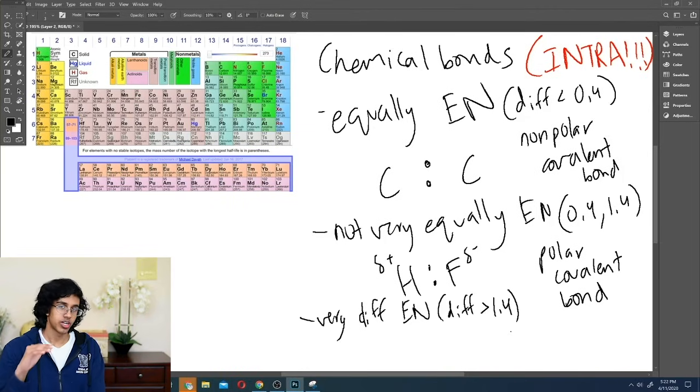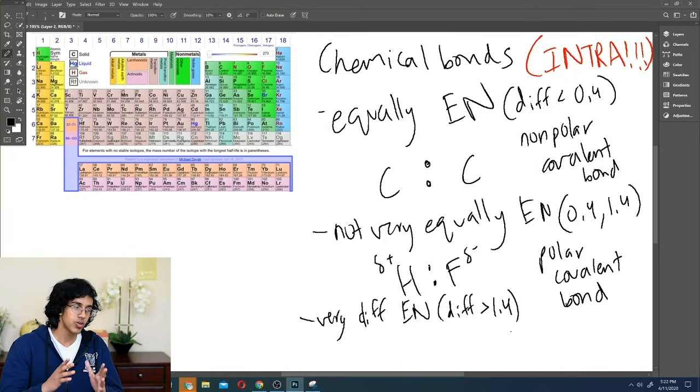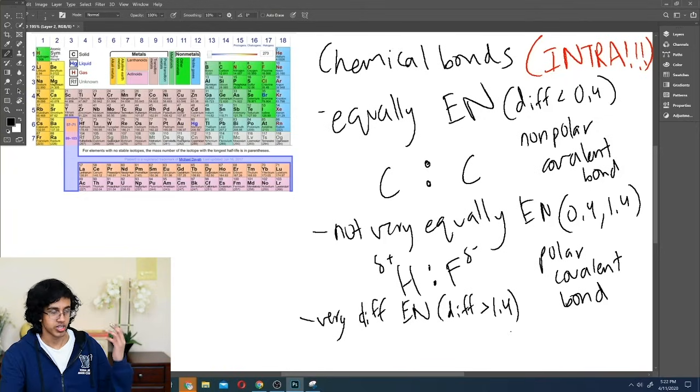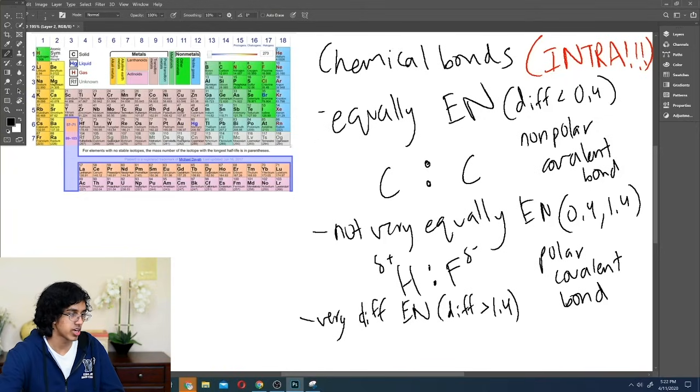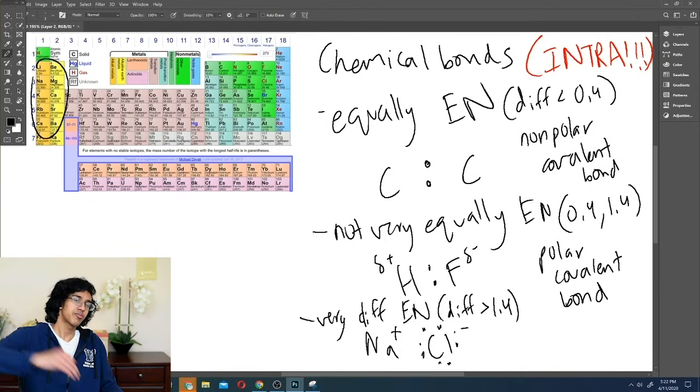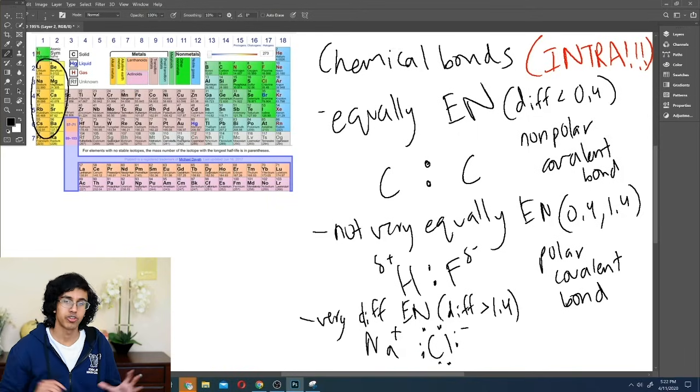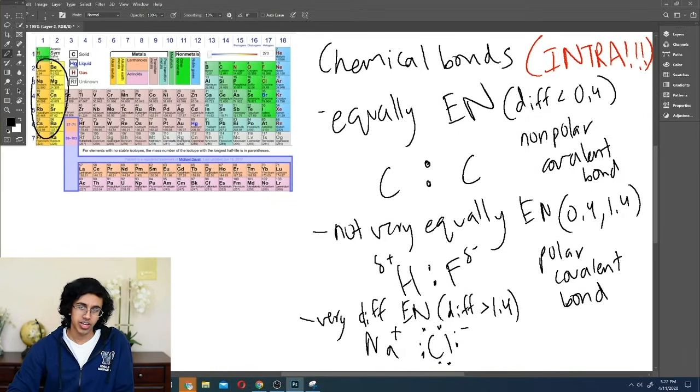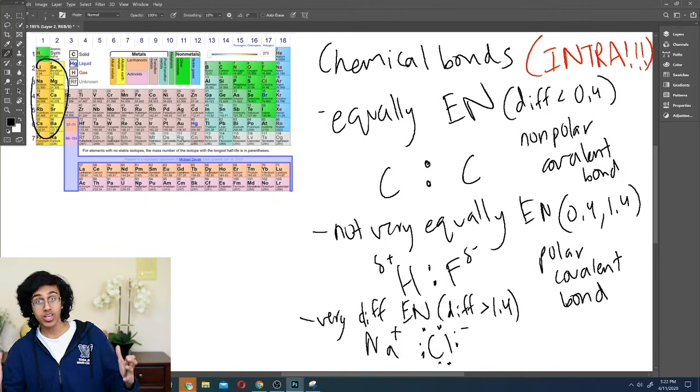So if you looked at an electronegativity chart and the difference between electronegativity is greater than 1.4, you would fall into this case. One example of this case is sodium and chlorine. We basically know that metals over here are extremely not electronegative because they want to get rid of their electrons at all costs, so they don't hog it at all. The halogens, on the other hand, are extremely hoggy. They want to have that electron so bad, so they have a really high electronegativity.